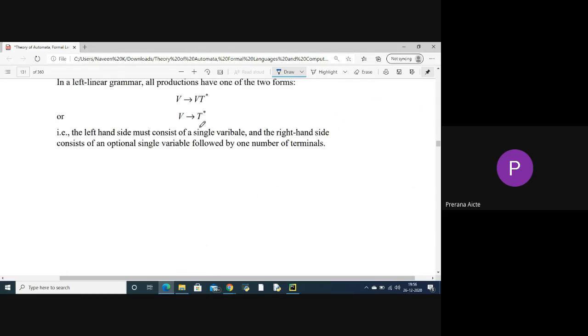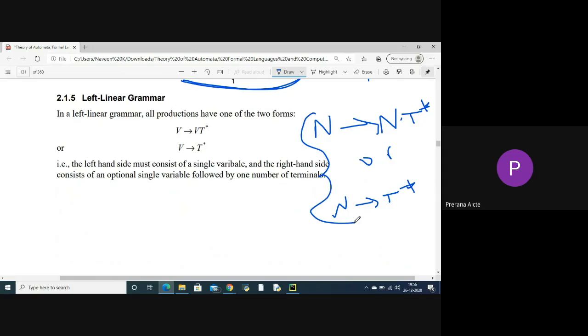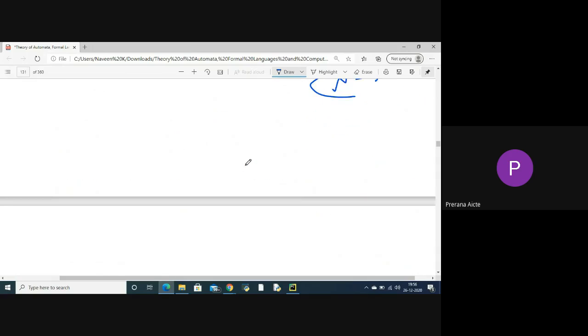In the same manner, a grammar is said to be a left linear grammar if the productions are in the form of non-terminal tends to non-terminal followed by terminal star, or non-terminal tends to only terminal star. If the productions are in these two forms, then the grammar is said to be left linear grammar.